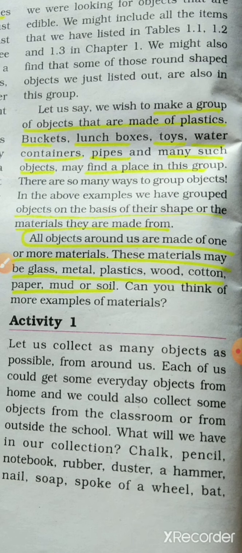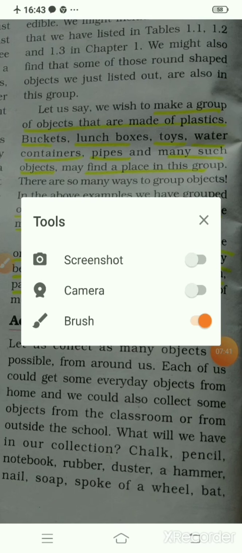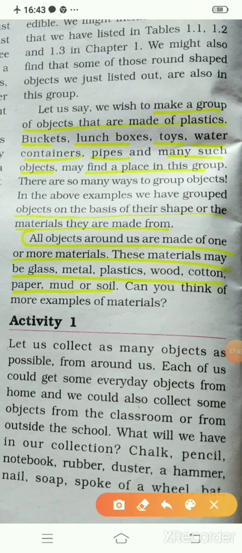Well, children, spoke of a wheel, that is the spokes in the bicycle wheel. Yes, you have all got the bicycle. So the spokes in it, supposing this is the wheel of a bicycle, and here, these are known as the spokes of bicycle.